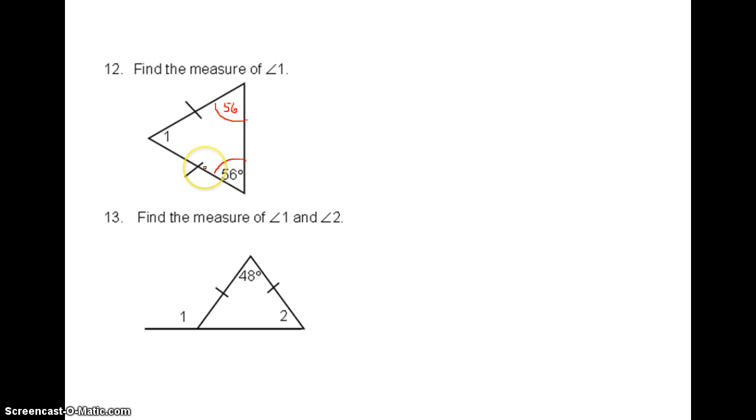We know that all three of these add up to 180, so we're going to do 56 times 2, or 56 plus 56, any way you want. That's 112. I'll do 180 minus 112 is 68. Measure of angle 1 equals 68 degrees.